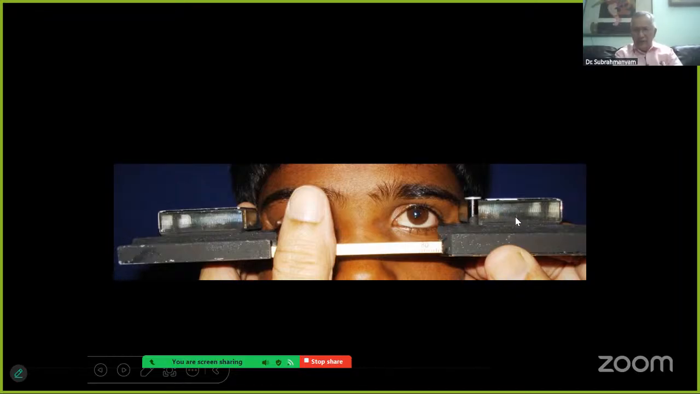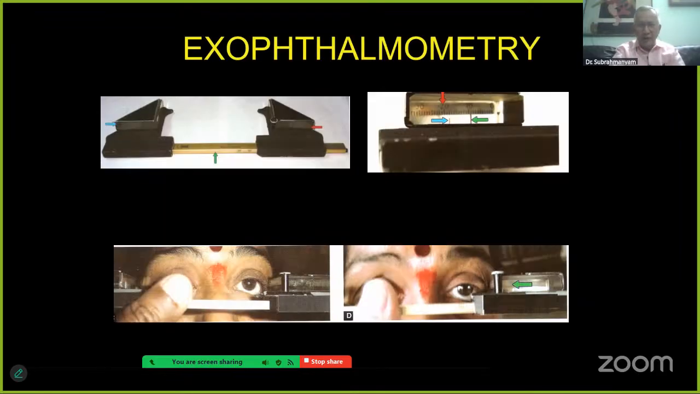There will be two red lines, one here and the other here. You have to make them overlap. Then you can see the profile of the eyeball, and above there will be a scale. You see the position of the profile of the cornea against the scale, and that gives you the reading. You do it for the opposite eye also.